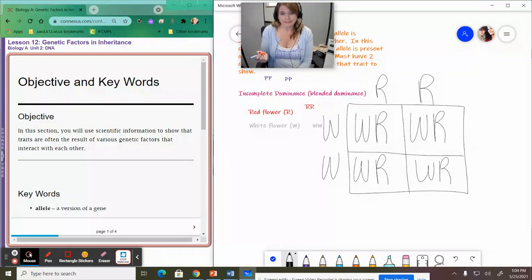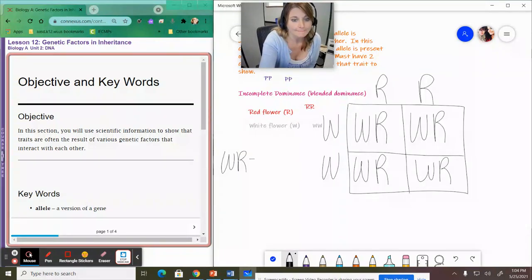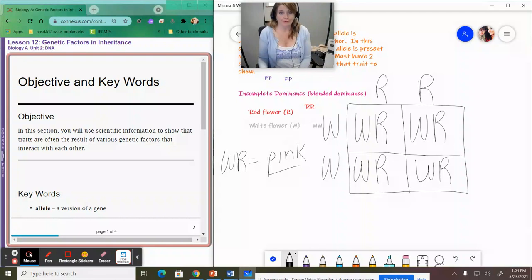But now we have a blended genotype. So our genotype, big W, big R, blends the red and the white trait together, and we end up with pink. We have a pink flower. That's cool. I like pink flowers. They're my favorite. So we have blended or incomplete dominance. In this situation, you represent the alleles with a letter that stands for the color or whatever trait you're looking at. And then when you have one of each, it is a blend of the 2. So the entire flower will just be pink in color. That's incomplete dominance.